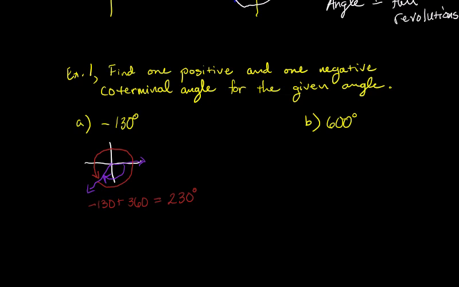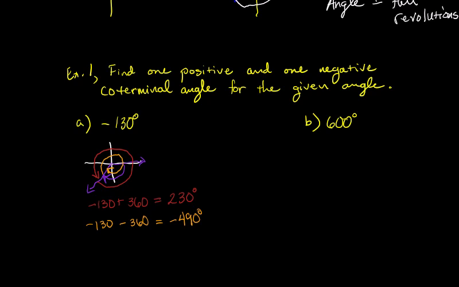If I wanted to get another negative number, it's already negative, and so I could keep subtracting, which would go more negative in the negative direction. So negative 130 minus 360 would equal negative 490. And there would be our negative coterminal angle.